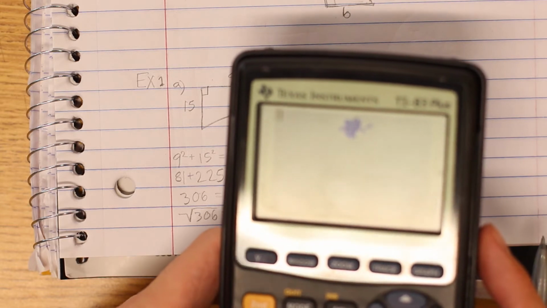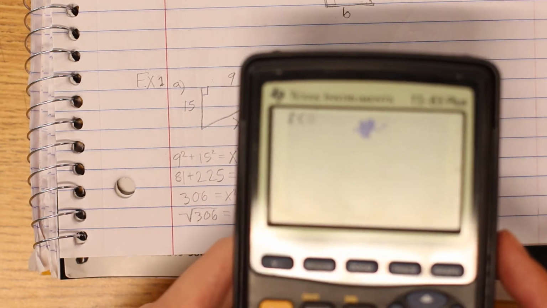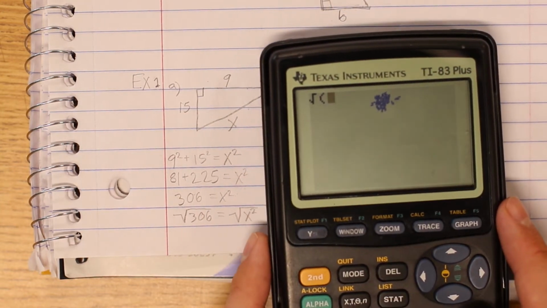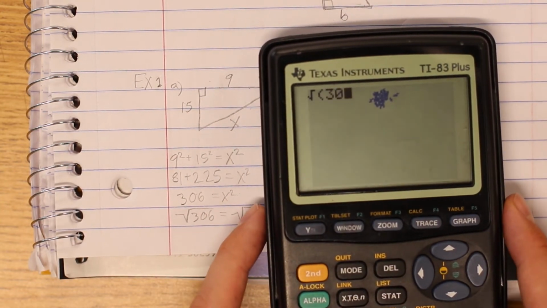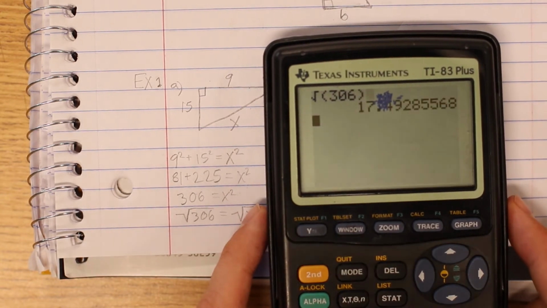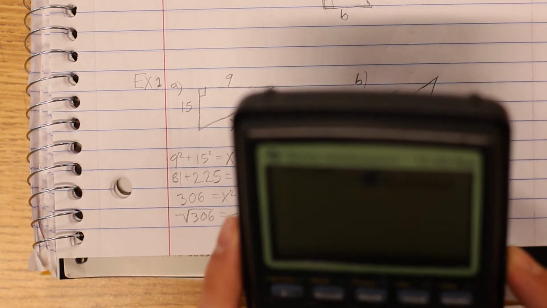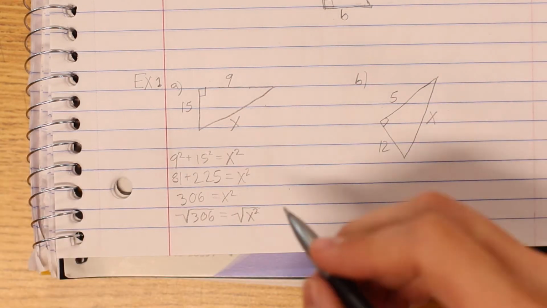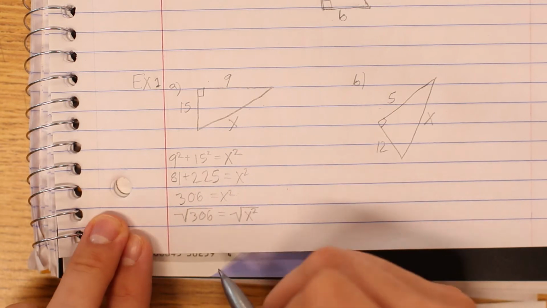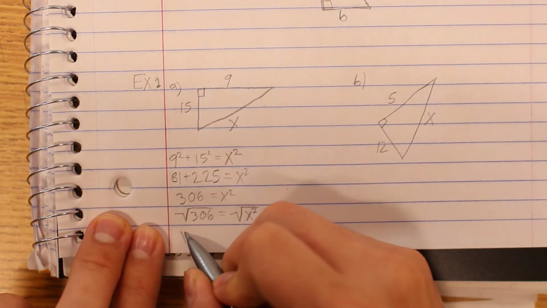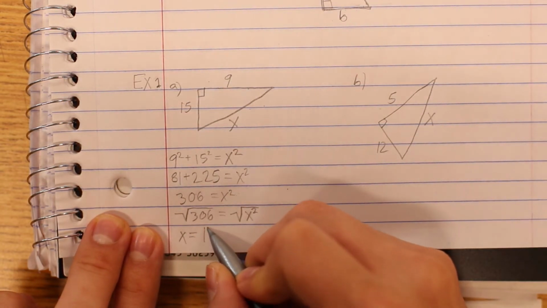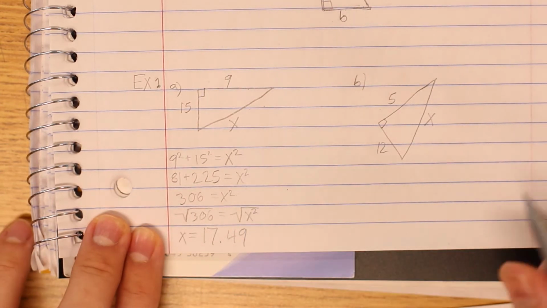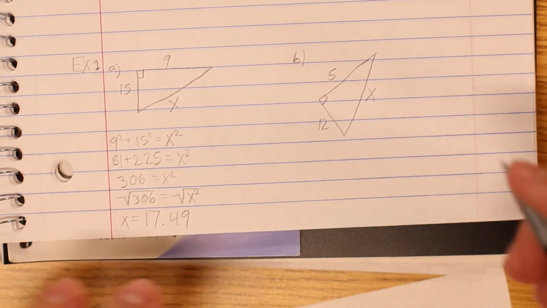Sometimes it wants you to push the square root button first and then type the number in. You figure out how your calculator works, and that's what you need to use. So we're going to type the square root of 306 in here and hit enter, and we end up with 17.49, and we're going to round it to that point. Okay, so we would get x is equal to 17.49. There we go.